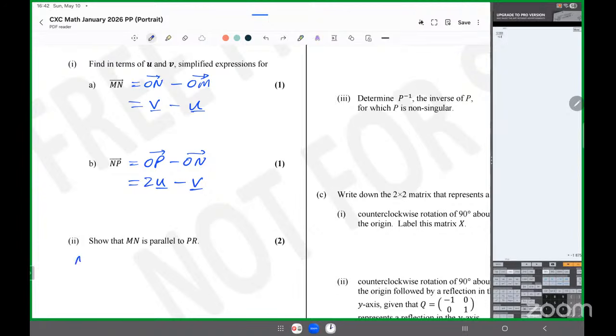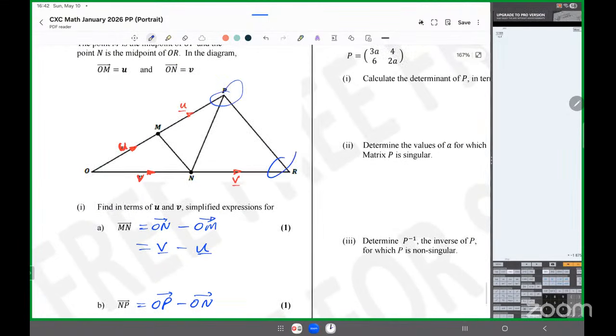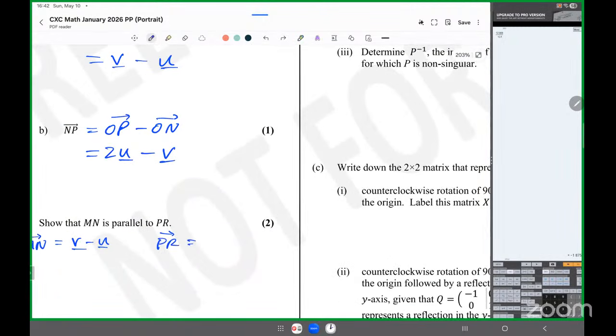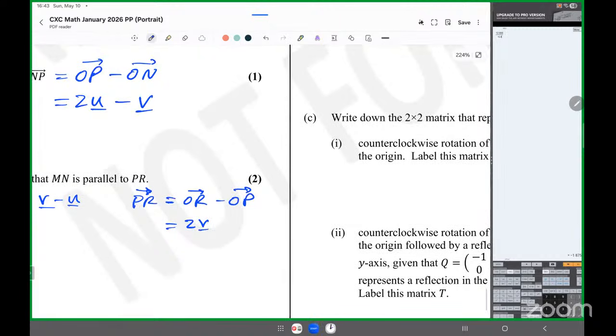We have MN already. MN is the vector v minus u. We now need PR. So what is PR equal to? Can we get it from the diagram? Yes. Because we know OR is 2v and we know OP is 2u. So again, we can use O to the last minus O to the first. Easy question again. We get OR minus OP. You're supposed to get 100% on this paper, you know? The OR is 2v and the OP is 2u. That's what the PR is.